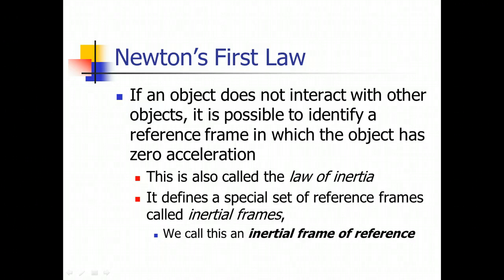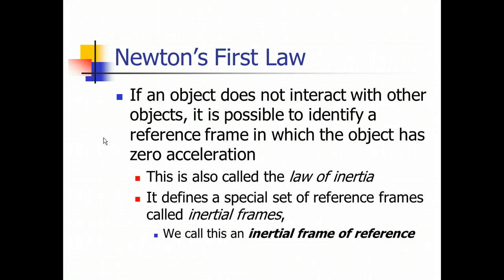Newton's first law is what we call the law of inertia. If an object is not interacting with any other object, then the definition presented says it's possible to identify a reference frame in which the object has zero acceleration. Now we have to be really careful here. This idea that it's possible to identify a reference frame means that there are other possible reference frames.